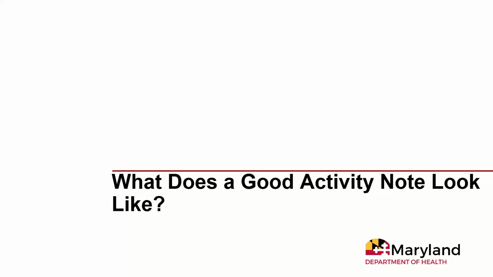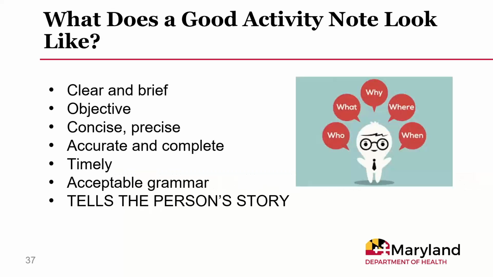Let's talk about what a good activity note looks like. It's important that those who have access to the client record are able to get a clear, objective overview of what's happening in the person's life. Each note should be clear and brief. Notes should summarize communications as opposed to any verbatim, word-for-word description of what was discussed. They should be accurate and complete. The reader should understand clearly what transpired during the time frame noted.